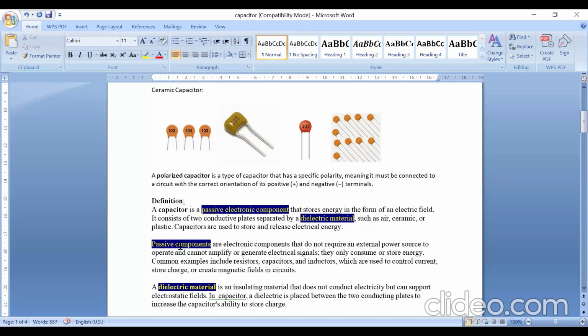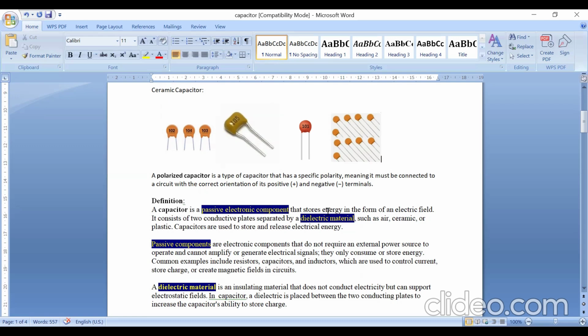They do not amplify, they do not generate signals, and they do not require an external power source. They only consume or store energy. The common examples of passive components are resistors, capacitors, and inductors. Resistors are used to control the current, capacitors are used to store the charge, and inductors are used to create the magnetic field in the circuit. So a capacitor belongs to the passive components.